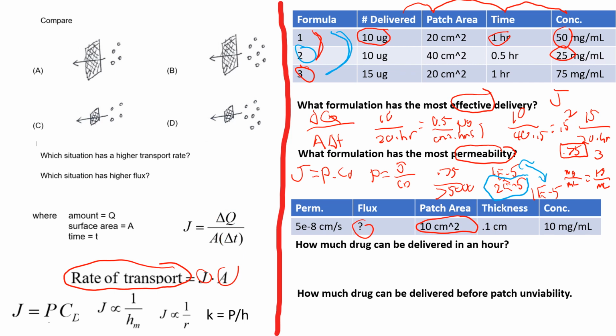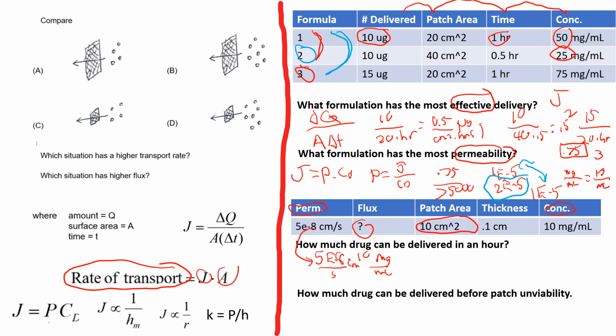If you remember our other equation, the one we just used, we can also calculate our flux from our permeability and our concentration, which we do have, so that's perfect. So all we have to do is take our 5 times 10 to the negative 8th, that's our permeability, multiplied by 10 milligrams per milliliter. This is centimeters per second. And something interesting happens here that I want to show off. The units actually are important.